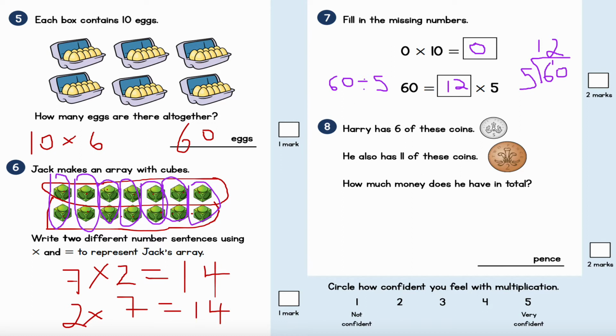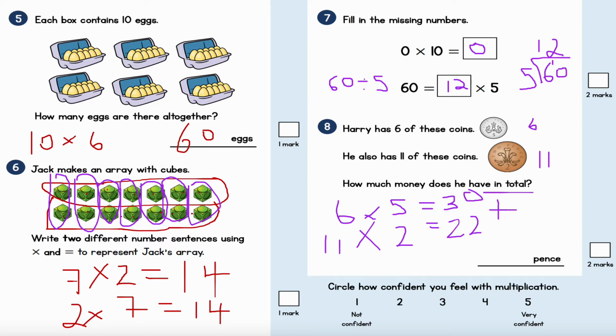Okay, this is question number 8. Harry has 6 of these coins, so 6 lots of 5p coins, and he has 11 of the 2p coins. How much does he have in total? Well, 6 times 5, and 11 times 2, and then I add my answers together. 6 5s are 30, 11 2s are 22. Adding my answers together, I get 52 pence. That's how to answer question number 8.